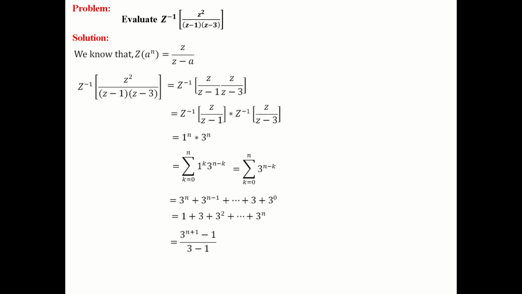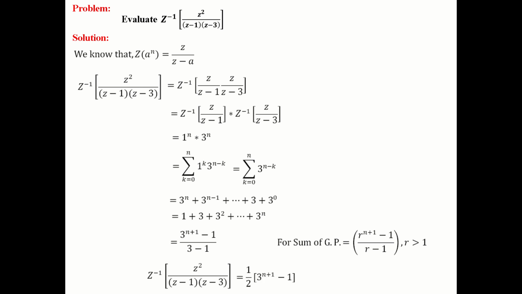Since 3 is greater than 1, we can use the formula r power n plus 1 minus 1 by r minus 1. So it is 3 power n plus 1 minus 1 by 3 minus 1. Therefore Z inverse of Z square by (Z minus 1)(Z minus 3) is nothing but 3 power n plus 1 minus 1 by 2. That is the inverse.